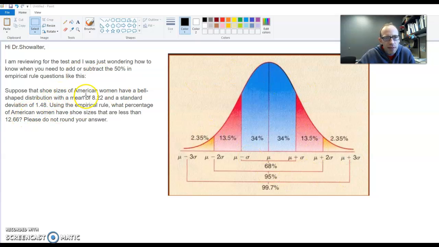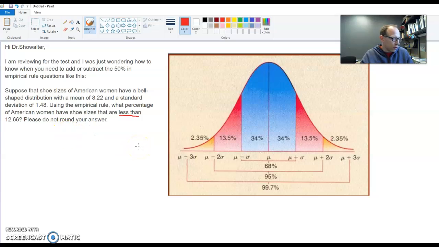We have shoe sizes of American women. We have the average shoe size, the mean being 8.22, and then we have our standard deviation, 1.48. Using the empirical rule, what percentage of American women have shoe sizes less than? That's a key right there. So let me grab a brush here. So less than, that's going to come into play, 12.66. And it says do not round your answer.